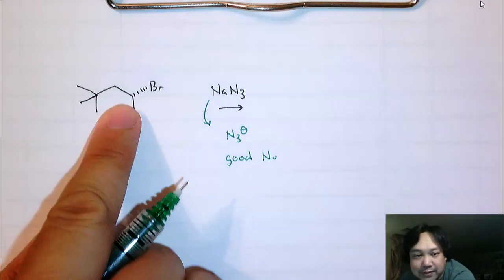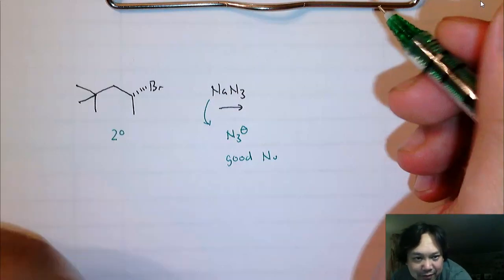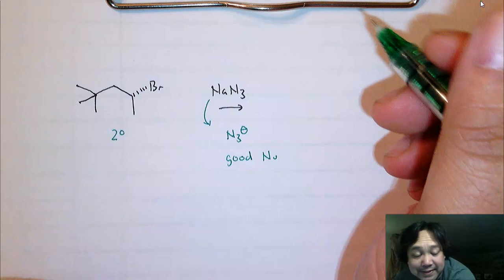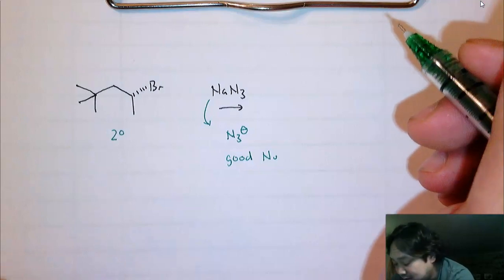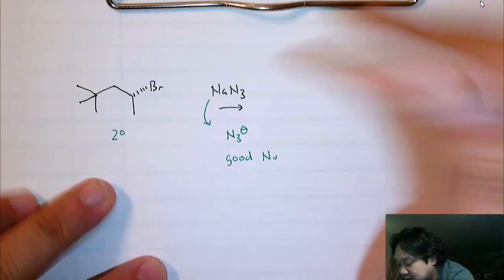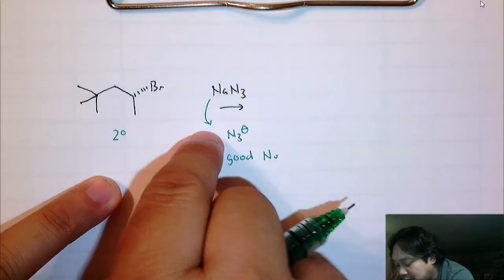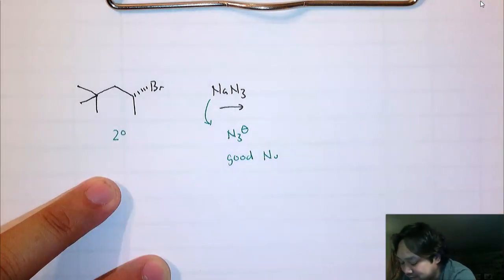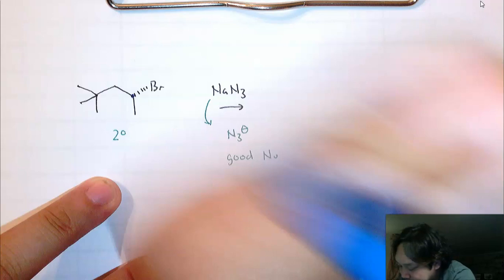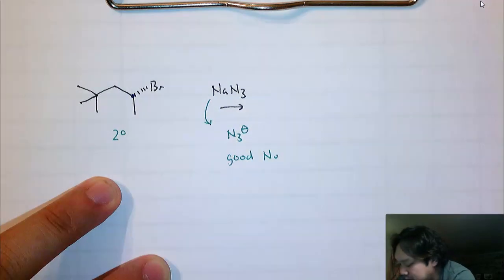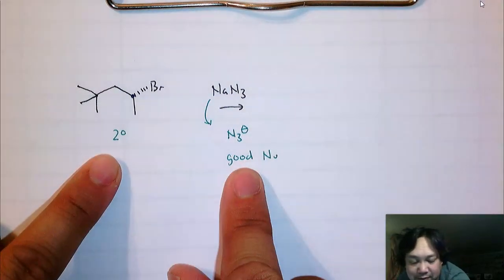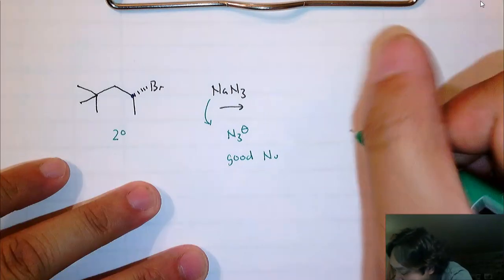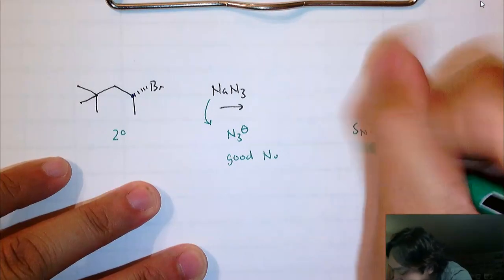How do I want to interpret this? I want to interpret this as secondary. It's a little bit crowded. It's more crowded than primary, but it's definitely not tertiary. It's less crowded than tertiary. So with a good nucleophile, we can go ahead and have a direct attack. What these two pieces of information are indicating is that we're going to go through an SN2 mechanism.